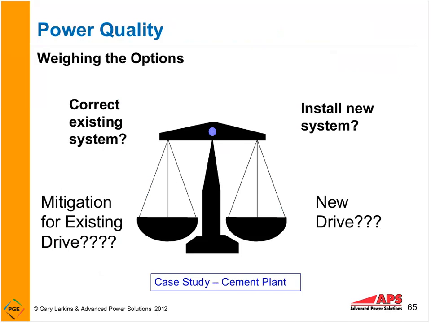So we have to look at weighing the options. Do we correct the existing system or do we install a new system? Just a quick case study on an adjustable speed drive. This cement plant, way at the end of a long feeder in a rural part of the U.S., they had adjustable speed drives that they had previously installed. They had to buy multi-million-dollar mitigation equipment to make them function properly. They were going to install additional drives.